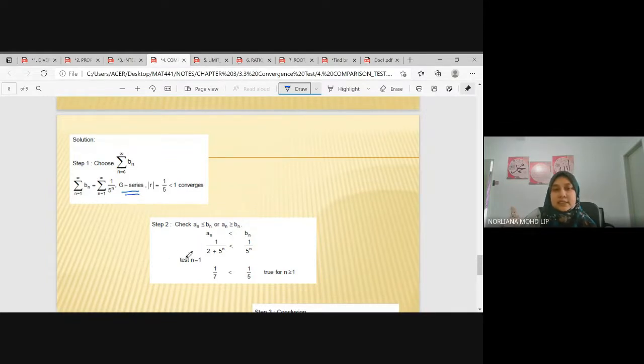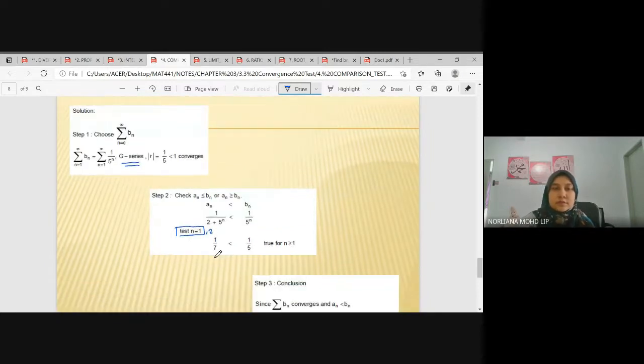Now let's test N equal to 1, or just test N equal to 2. Take two examples. So if we substitute, function AN for N equal to 1, we will get 1/7. Okay, for BN, 1/5 for N equal to 1. Test for N equal to 2, we get 1/27, right.